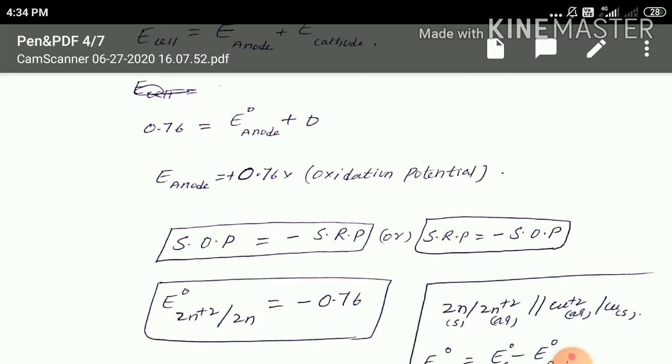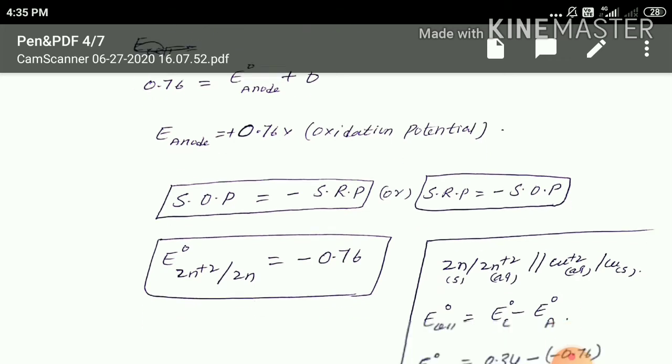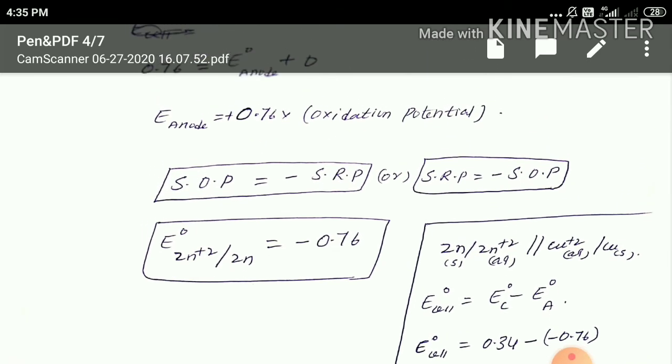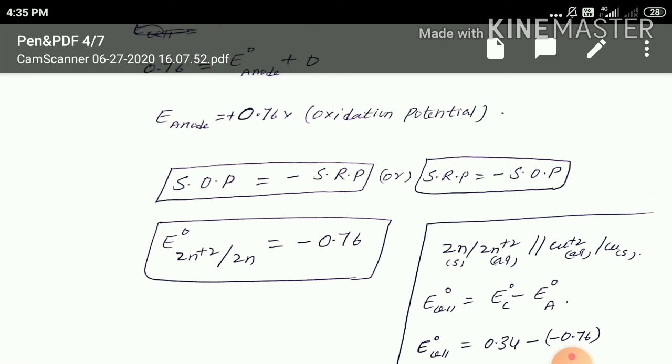Oxidation potential value of any electrode is equal to minus the standard reduction potential value. Standard reduction potential value of any electrode is equal to minus the oxidation potential value. Here I calculated the oxidation potential value of zinc. What is the oxidation potential value of zinc? The oxidation potential value of zinc is 0.76.